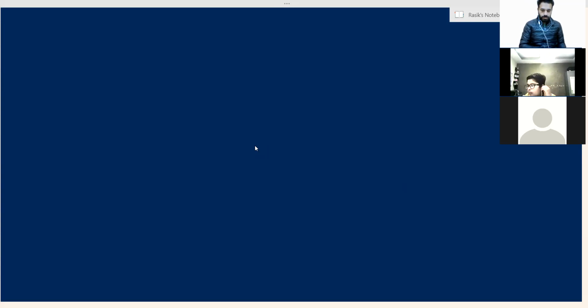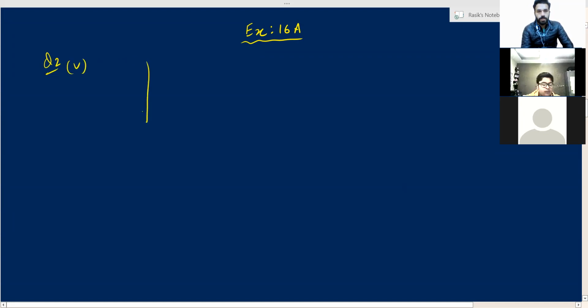So we have started the chapter Congruency of Triangles. We are on question number 2, last part, fifth part, Exercise 16A. The figure that is given in this question is this.